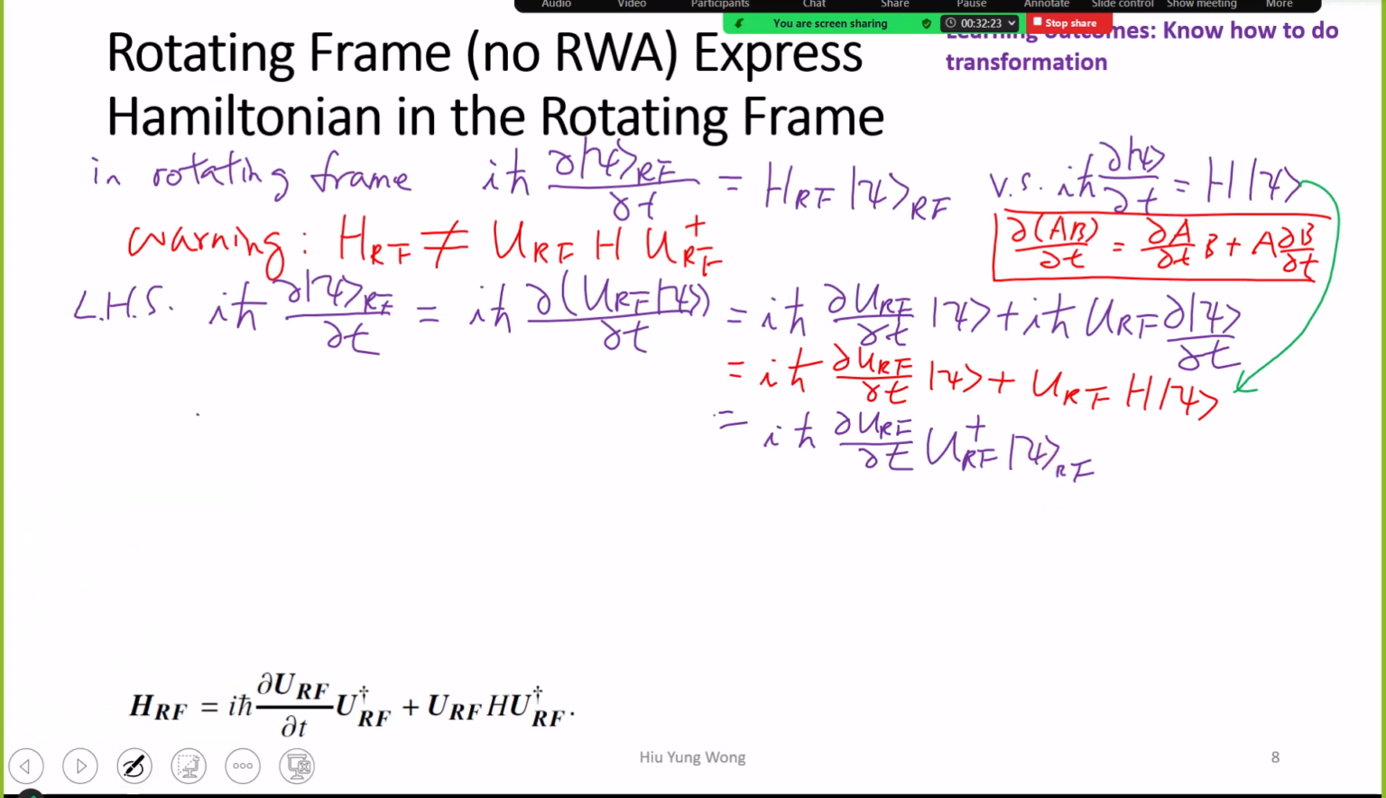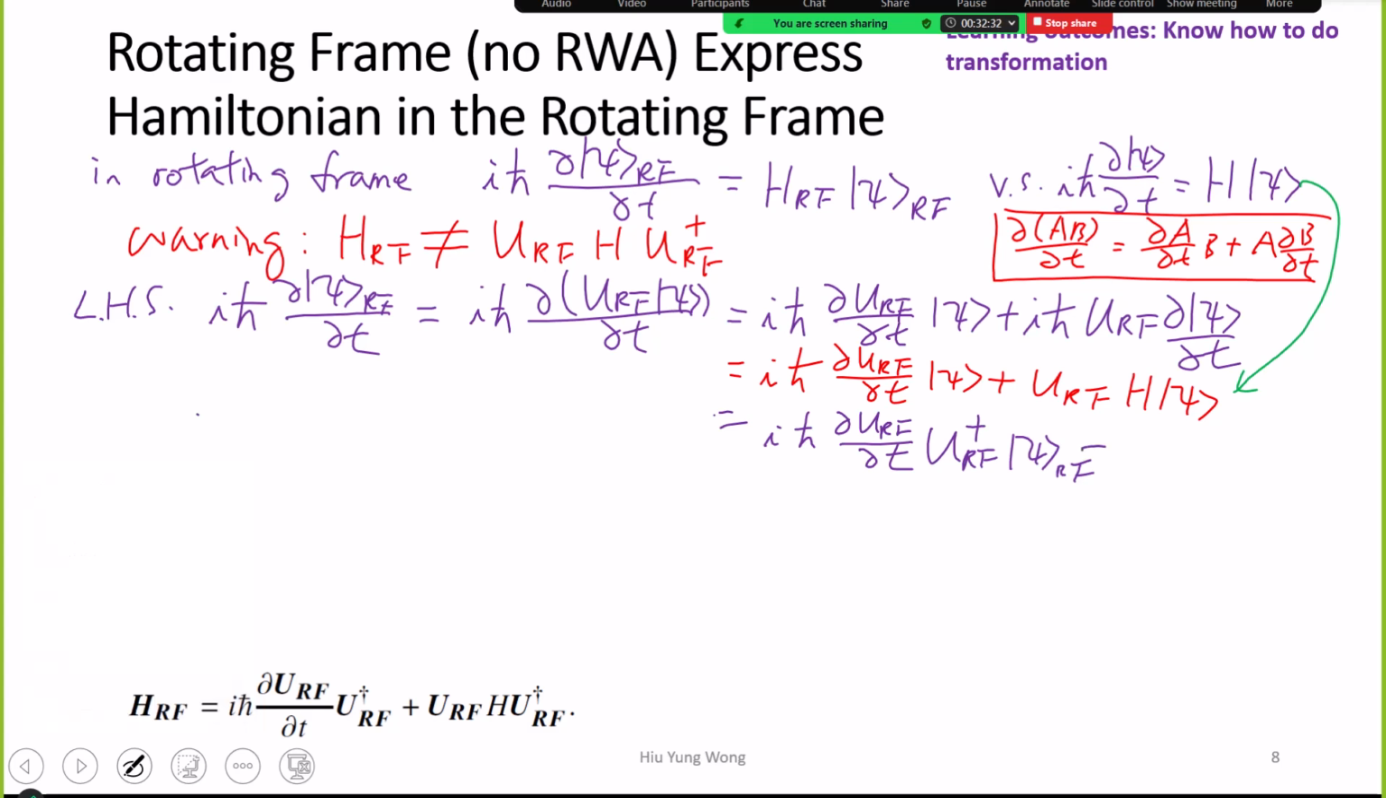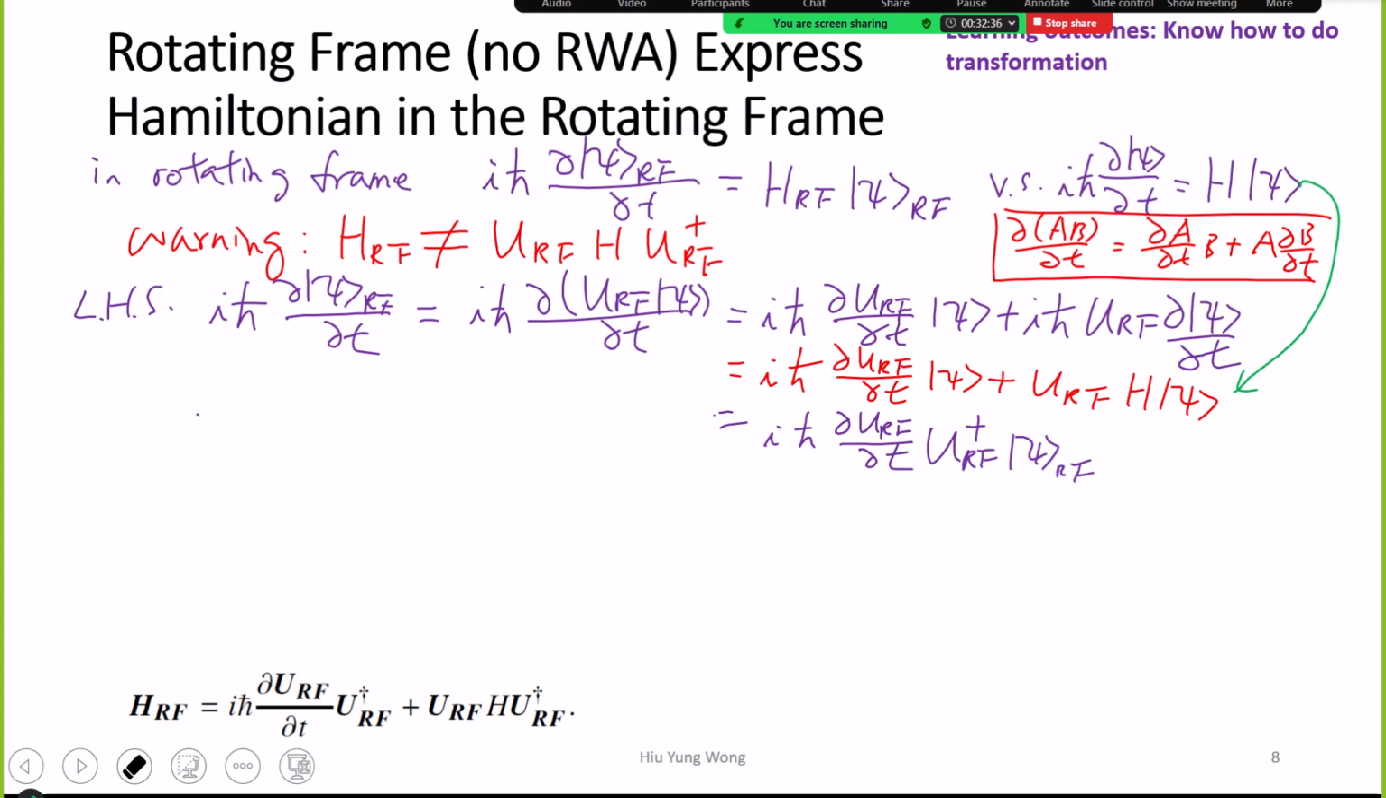Then I further do the same thing for the second term. I get U_RF H U_RF dagger psi_RF. I just substitute this psi by the same thing.